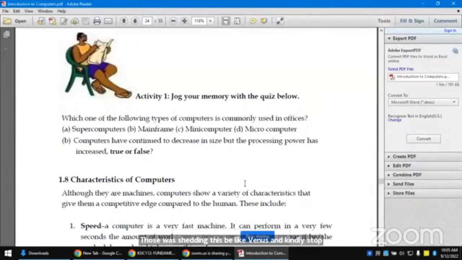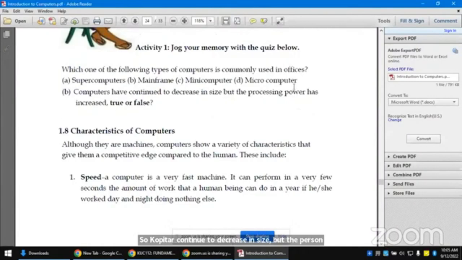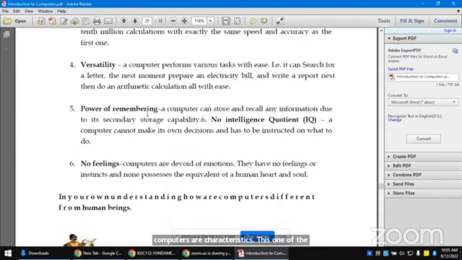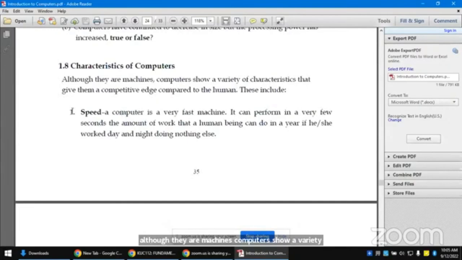So computers have continued to decrease in size, but the processing power has increased. That is very true. So we are now going to look at the characteristics of computers. This is one of the objectives we set out to do in this particular course. Although they are machines, computers show a variety of characteristics that give them a competitive edge compared to humans. These include speed.